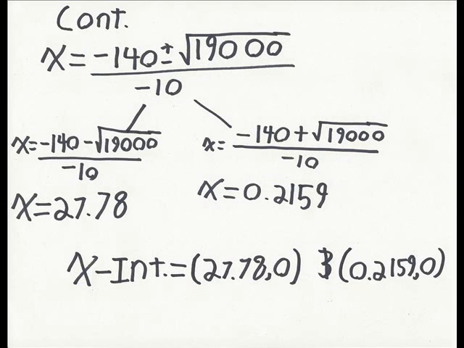You're going to get an equation that looks like x equals negative 140 plus or minus the square root of 19,000 divided by negative 10. Now when you minus the equation, you're going to get x equals 27.78, and when you add the equation, you're going to get x equals 0.2159. These are both your x-intercepts.